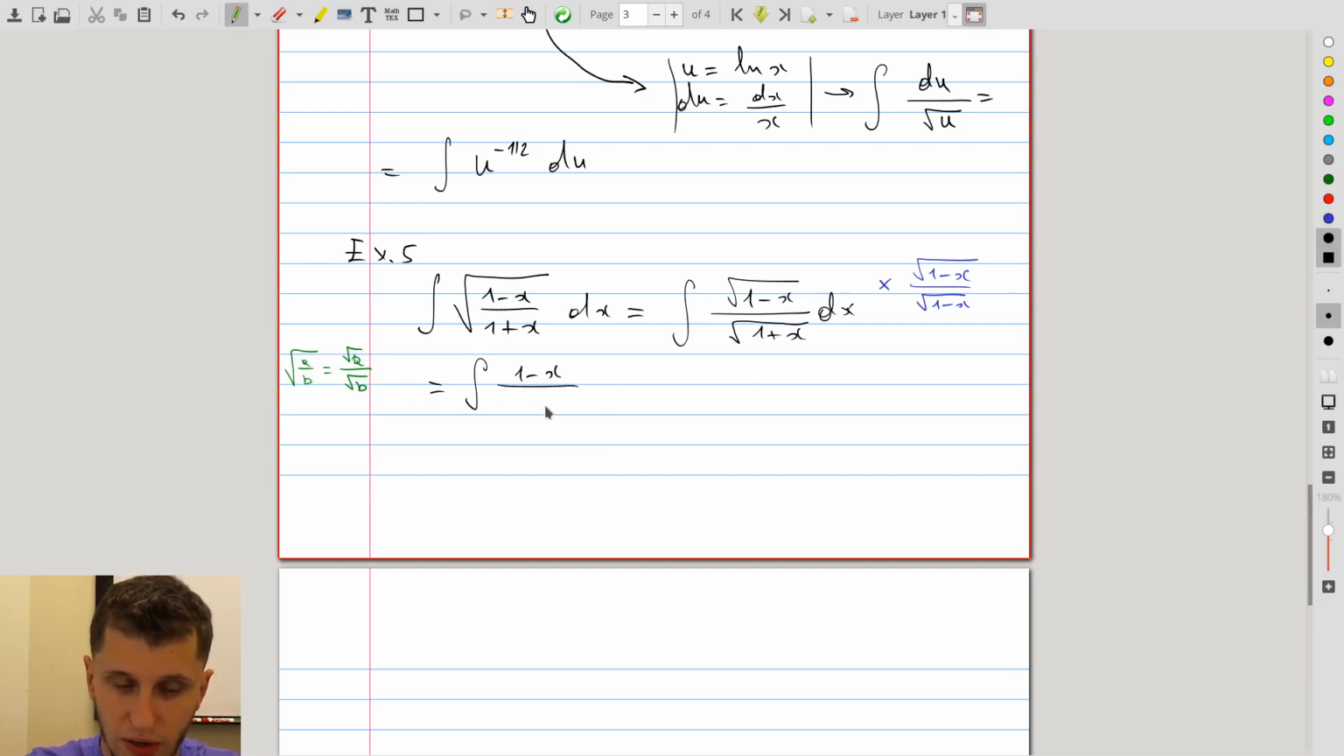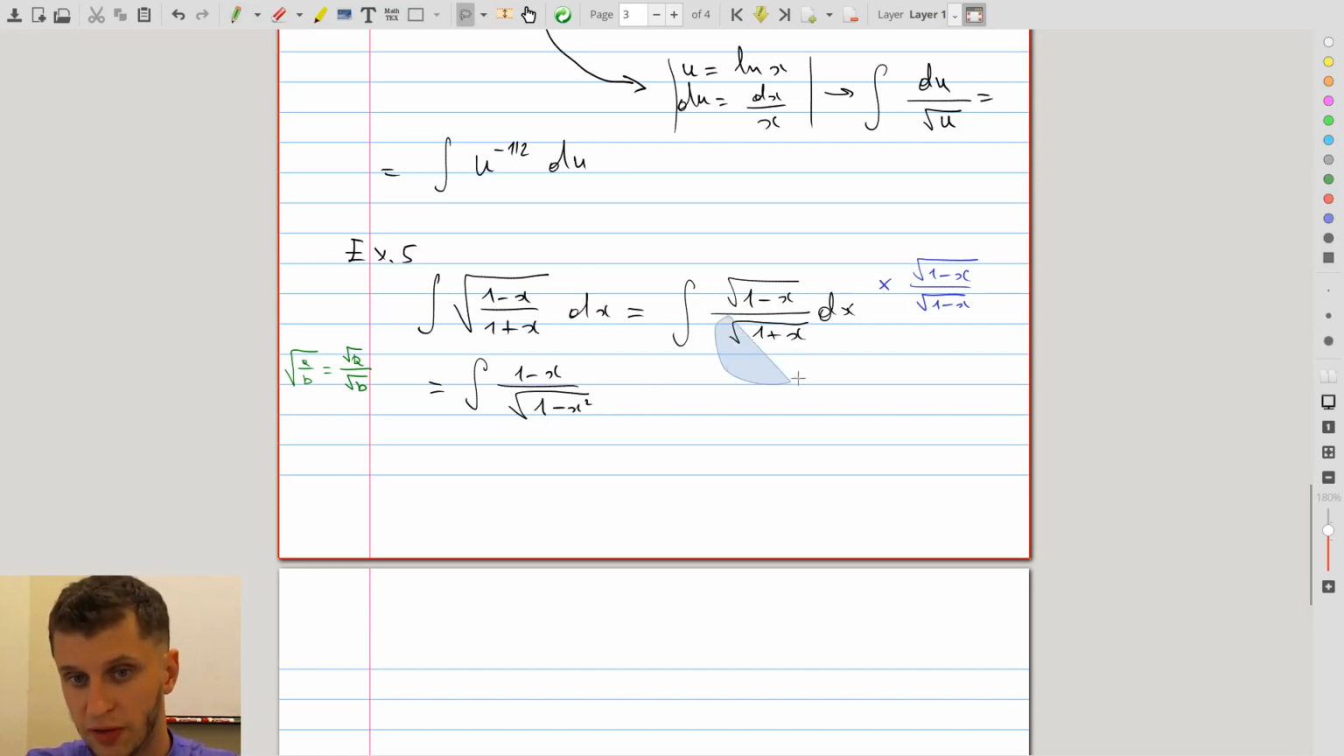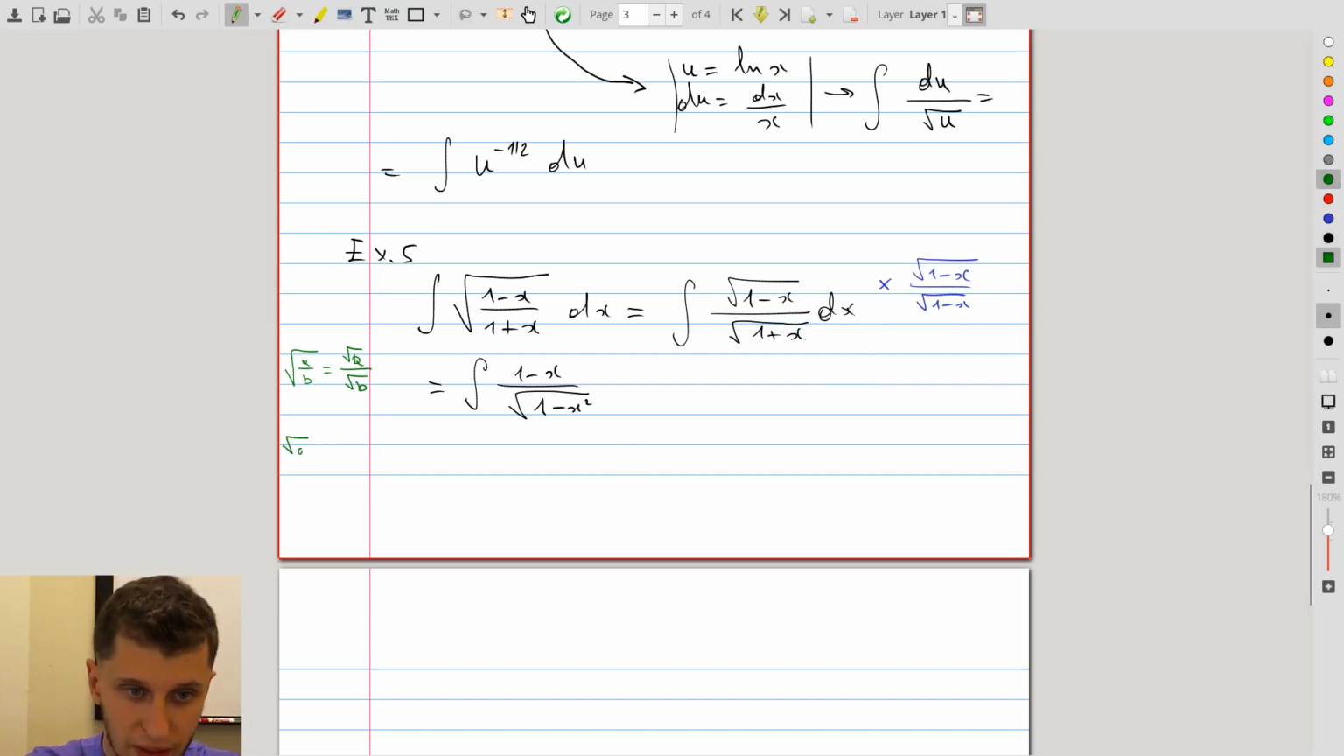Okay, so once I do that, I'll get 1 minus x in the numerator and the square root of 1 minus x squared in the denominator, because in the denominator I have this radical multiplied with this radical, and the product of two square roots is the same as the square root of the product of the expressions inside the radicals. Again, this follows from the properties of square root, and using those I conclude that I have a difference of two integrals.